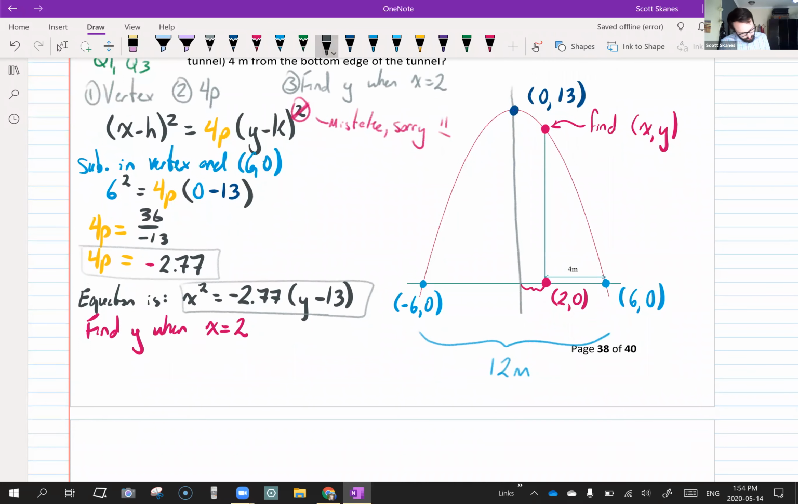Let's put those numbers in. That's 2 squared equals negative 2.77 times y minus 13, and we're looking for y. We need to multiply through. We need to do a little bit of simplification here. I'll leave that to you to figure out. We should be able to see that y in this case is about 11.6. So Hamza, you got that.